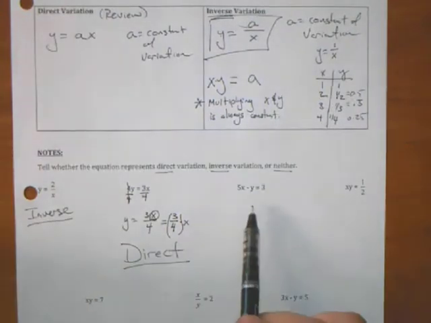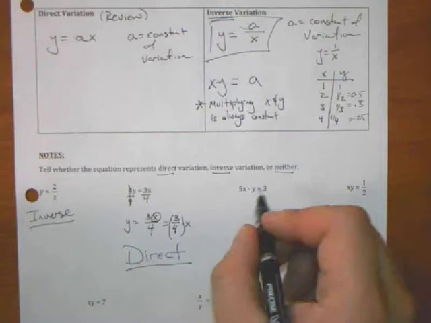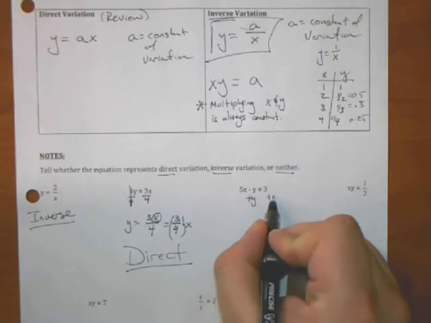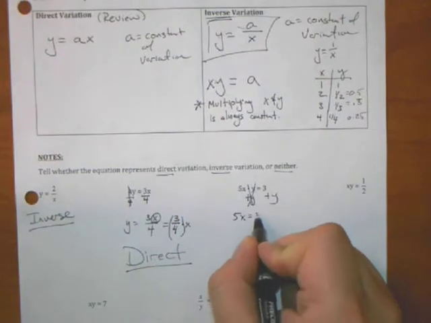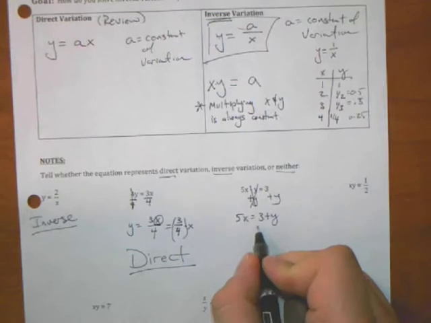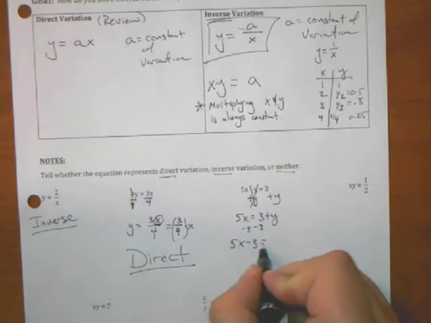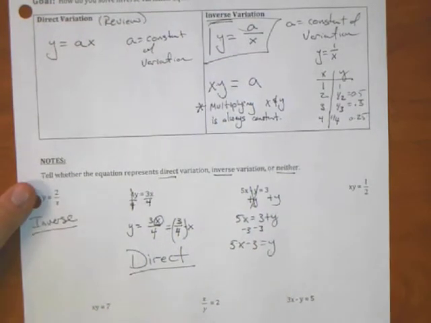Our third one. Is this going to be direct, inverse, or neither? Well, just like these two, let's try to rewrite this so it's y equals. I like to add y to both sides, and you get 5x equals 3 plus y. Get the y by itself, so subtract 3. Now it's in y equals.